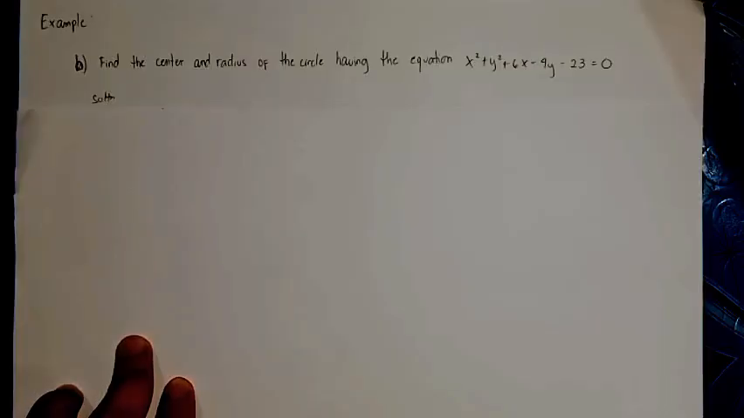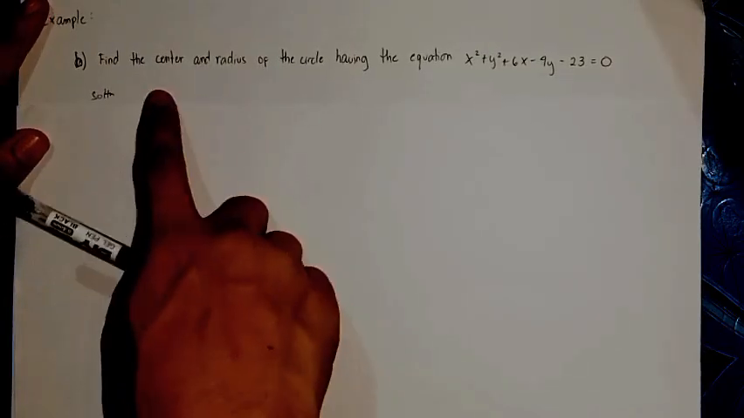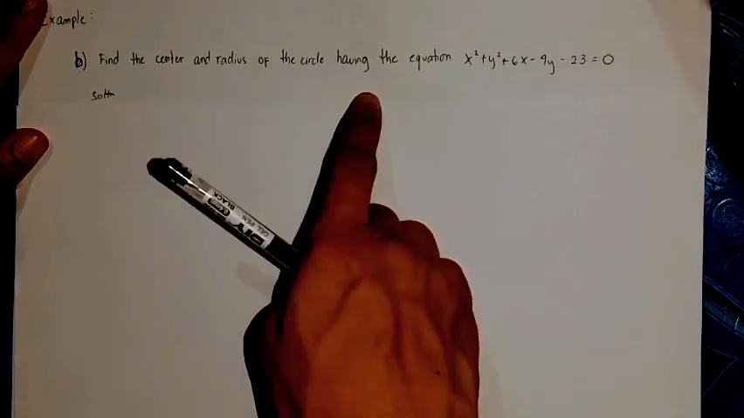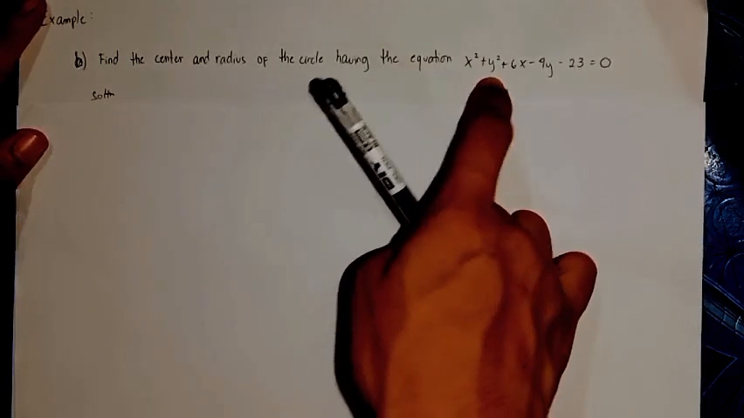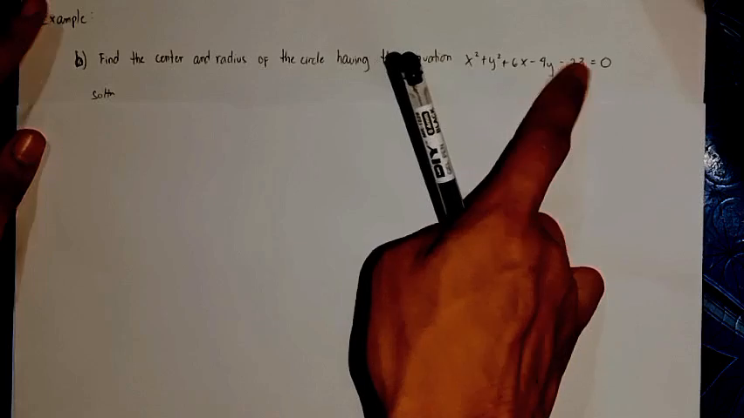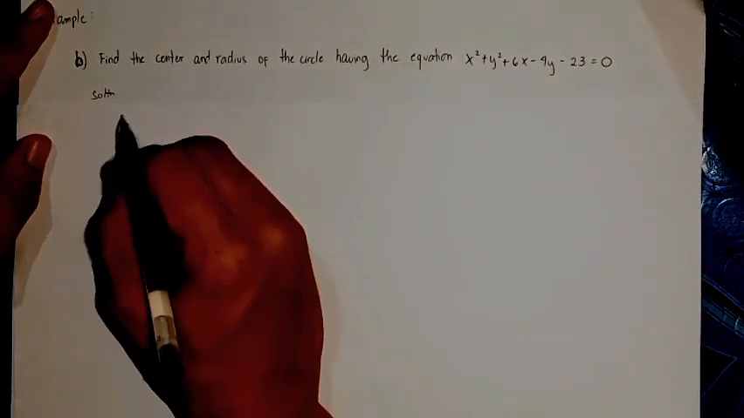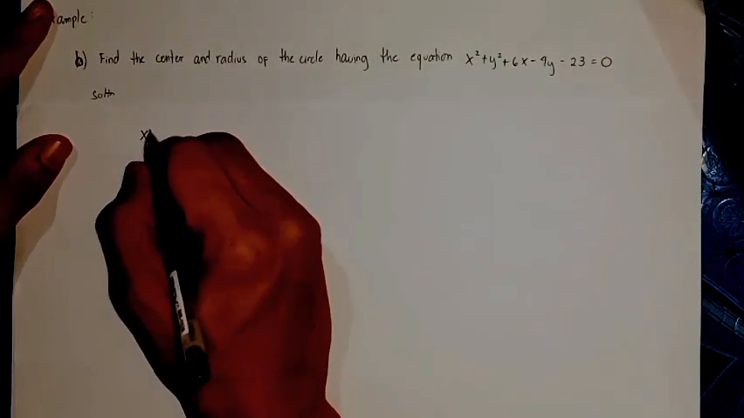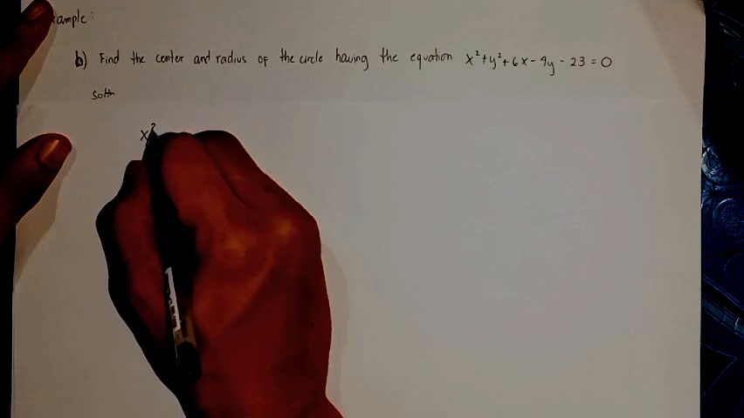Let's have a second example. Find the center and radius of the circle having the equation x squared plus y squared plus 6x minus 4y minus 23 is equal to 0. How to find the center and radius?